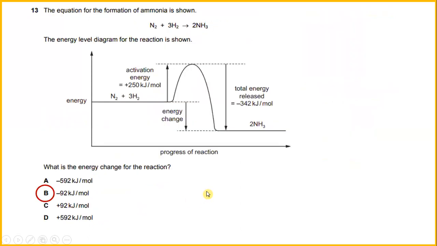12. The equation for the formation of ammonia is shown. The energy level diagram for the reaction is also shown in this diagram. There is the progress of the reaction. So the question now asking you, what is the energy change for the reaction? So you got the value of this. To get the energy change, as usual, you have to 342 plus 2650, you get the value of negative 92 kilojoule per mole.